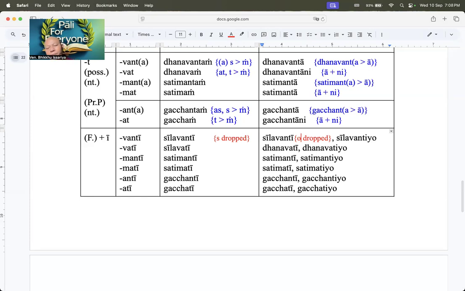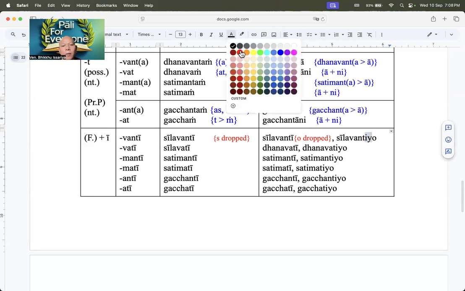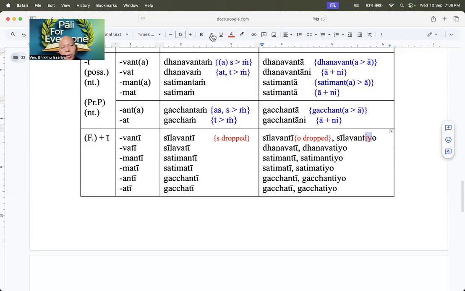The 'ō' is dropped. But for silavantiyo, this long one becomes short, and also 'ya' is inserted. Silavantiyo. So here also, for the first one, all drop, but for the second one, the long ī becomes short, and 'ya' is inserted. So all the same, you see. Silavantiyo. And then silavatiyo.